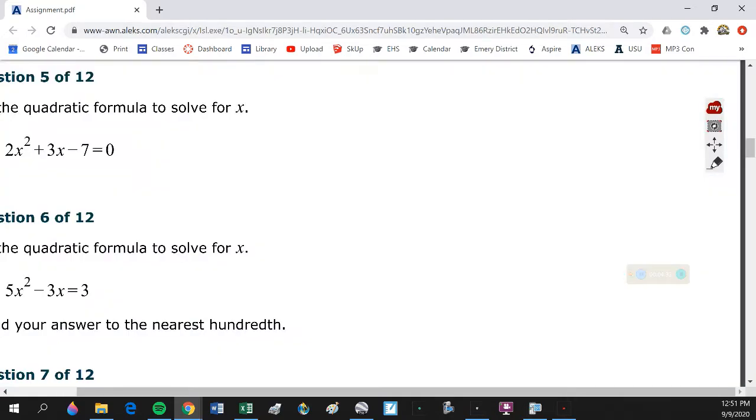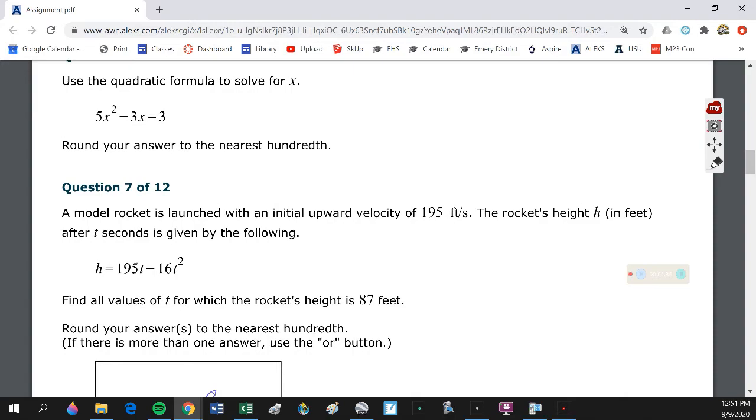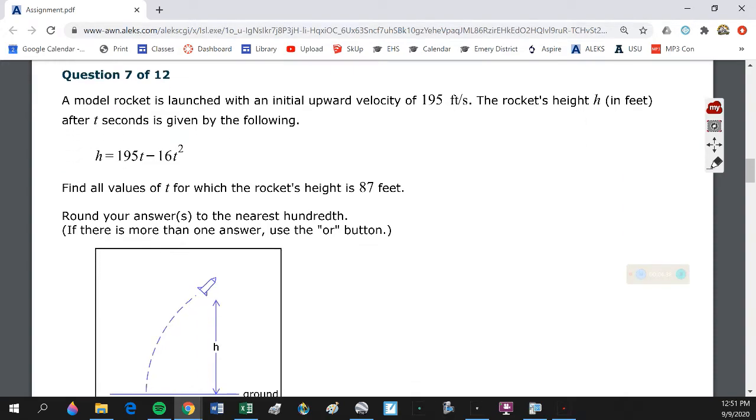Oh, you like that? Ooh. Whoa. Zoomed in a little too far. Sure.